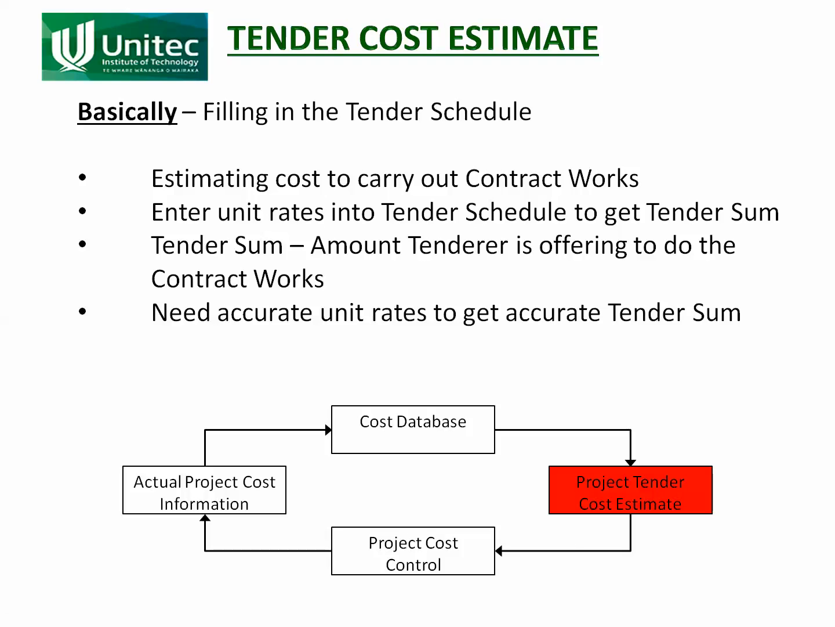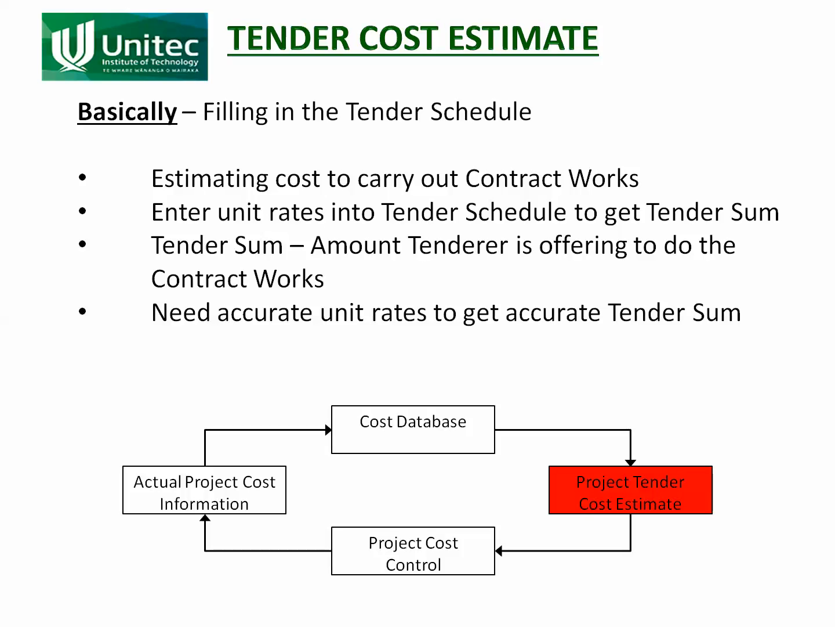That information is provided to the people doing the tender estimate, or usually it's the same person. The tender cost estimate is figuring out how much it's going to cost to do a job. So you get a tender as advertised, you decide you're going to go for it as a contractor. You need to put together a tender price, and that's what the tender cost estimate is all about. All those rates and costs that go into the schedule of prices are what you're trying to figure out. So the tender sum is the amount you're offering, and you need to be accurate.